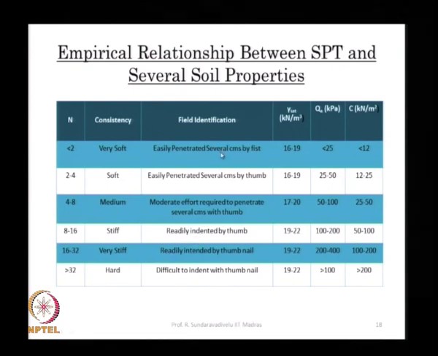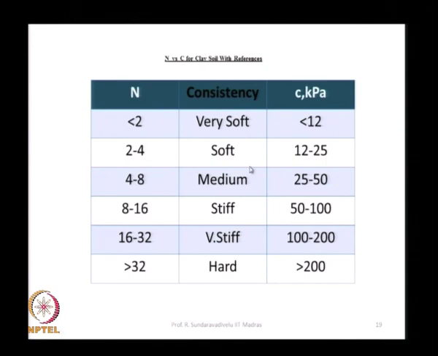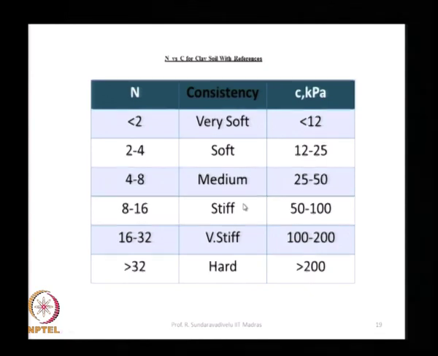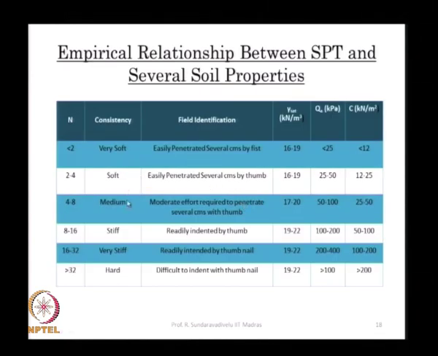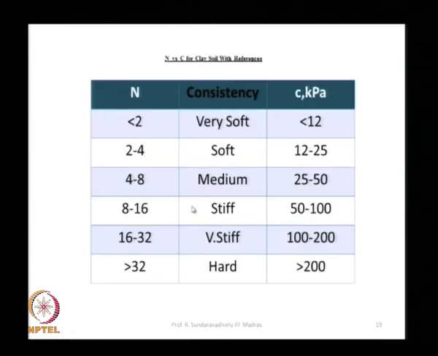Rock is similar to clay soil only; the N value can go more than 100, it may go to 400, 500 like that. So, here also the same thing is given in a different format. Here very soft, medium, stiff, very stiff and hard is what is written. So, you can very easily understand this. Generally c greater than 200 kilopascal is some kind of weak rock.